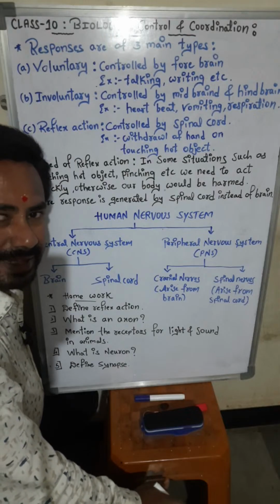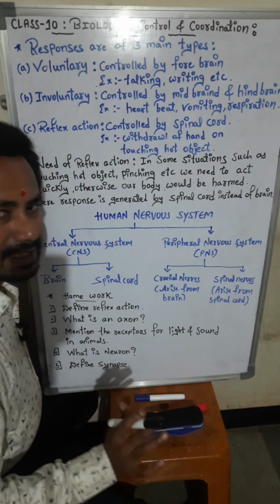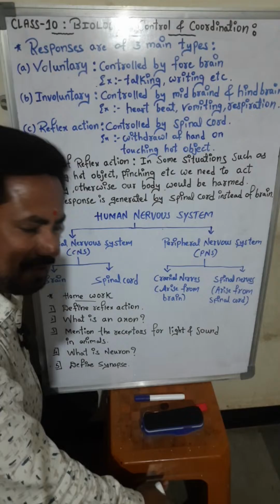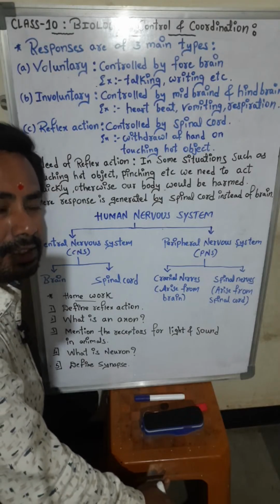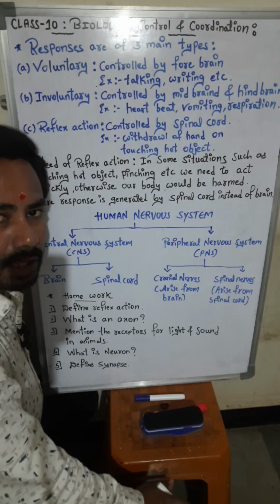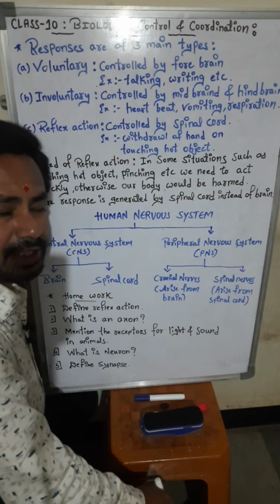Receptors are there in our body in the five sense organs. In eyes, photoreceptors. In ears, phonoreceptors. As already we have studied, just a recap: nose, olfactory receptors; tongue, gustatory receptors; skin, thermoreceptors. Is it clear?